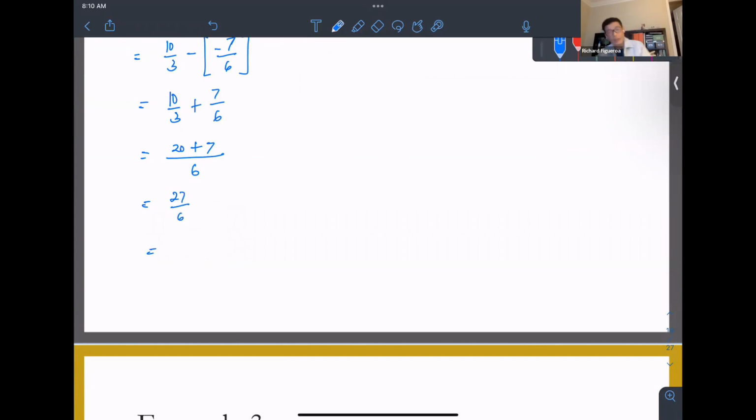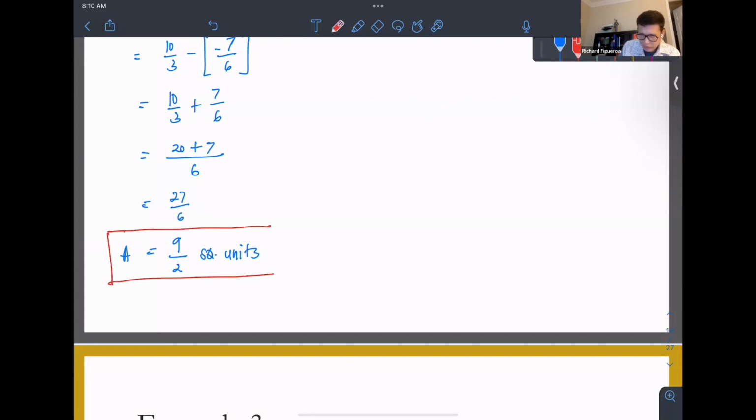So we can find the least common multiple of these, or simplify this to lowest terms. So by 3, 27 divided by 3 is 9, then 6 divided by 3 is 2. So therefore, this would be our area. So area is 9 over 2 square units.